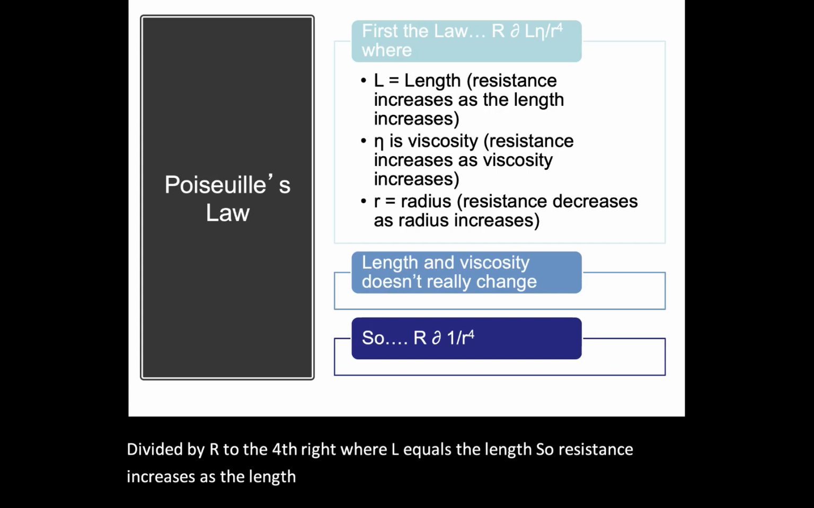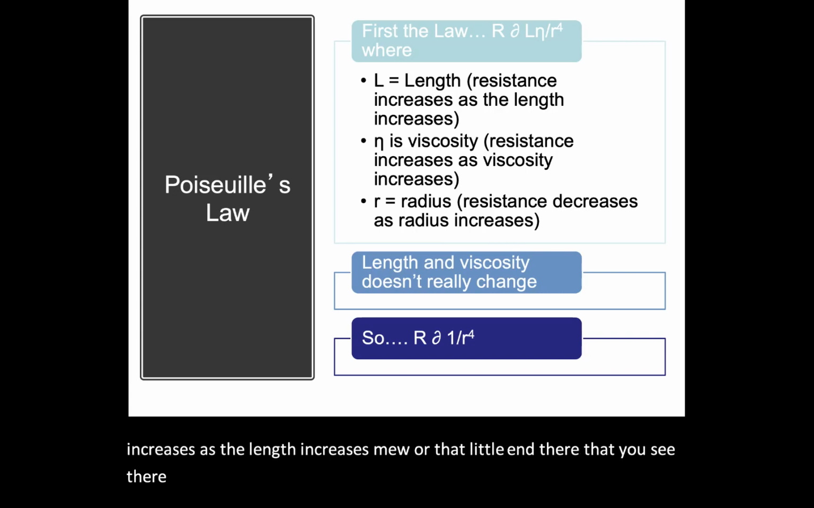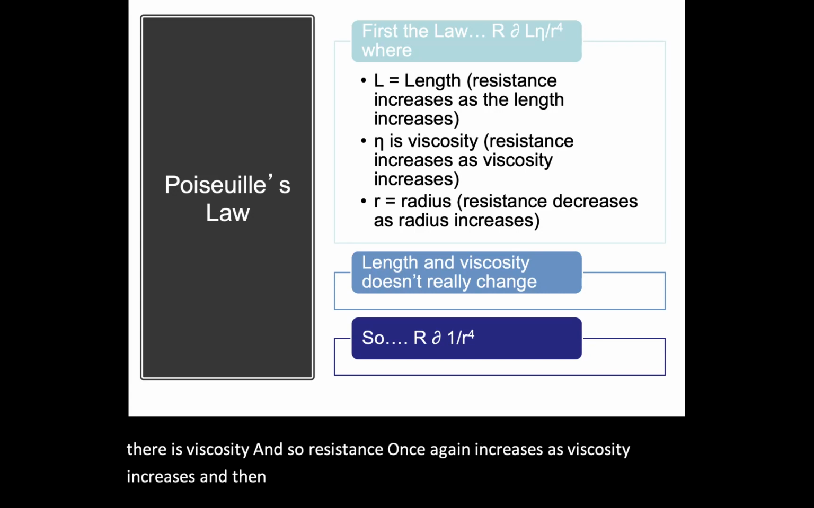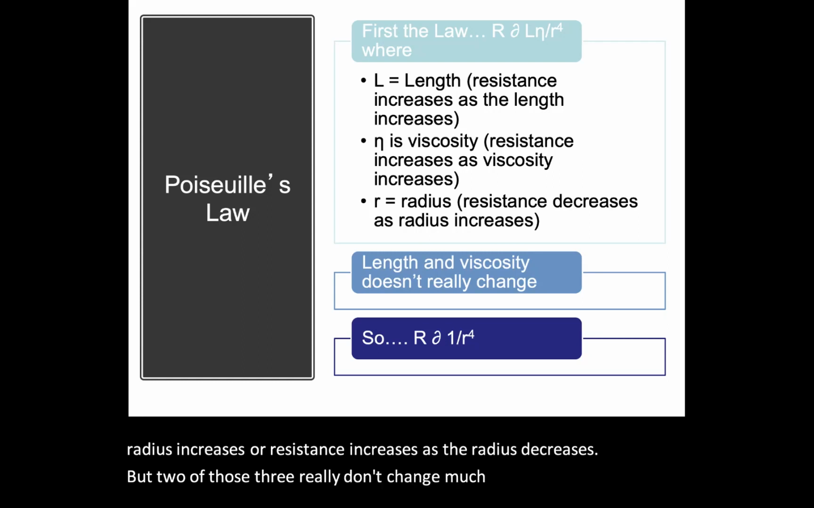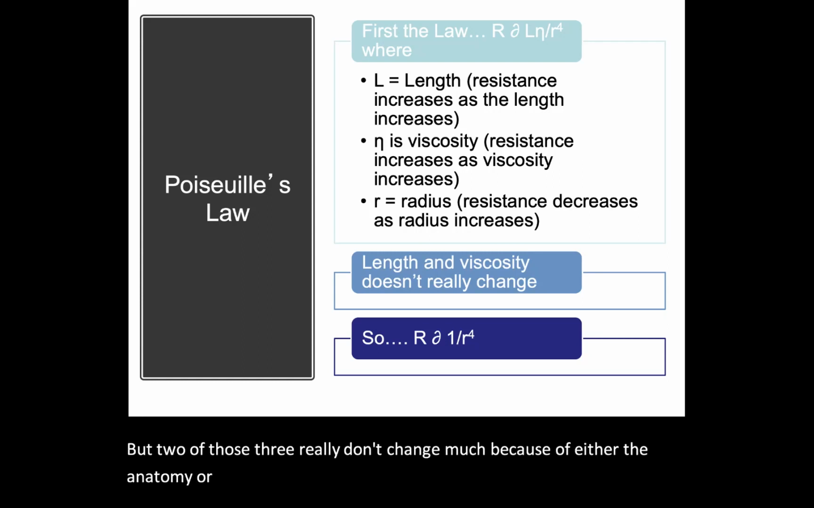Mu, or that little n that you see there, is viscosity, and so resistance once again increases as viscosity increases, and then R is radius. And so resistance is going to decrease as radius increases, or resistance increases as the radius decreases. But two of those three really don't change much because of either the anatomy or homeostasis within an adult.